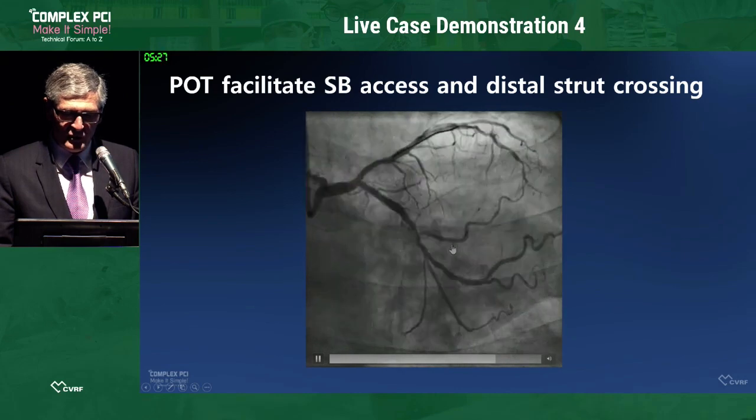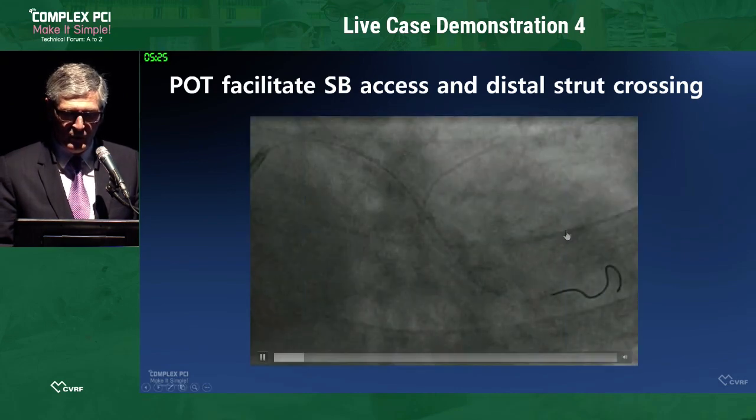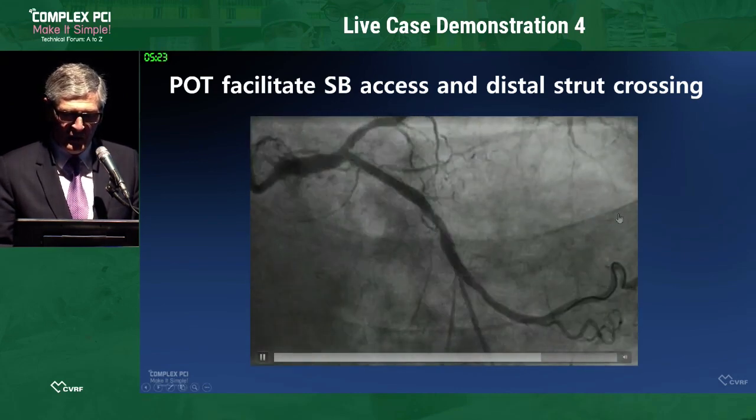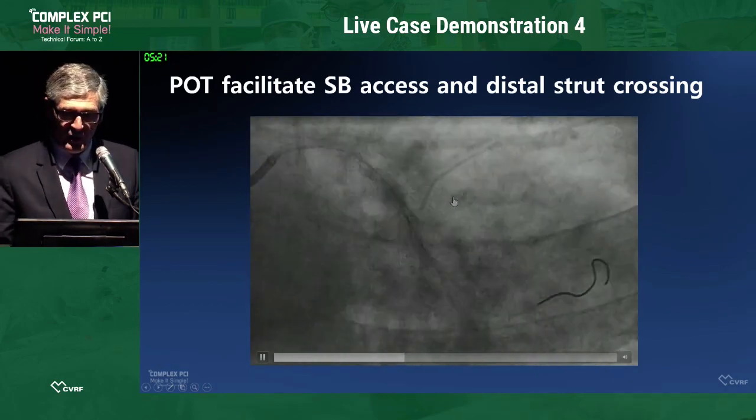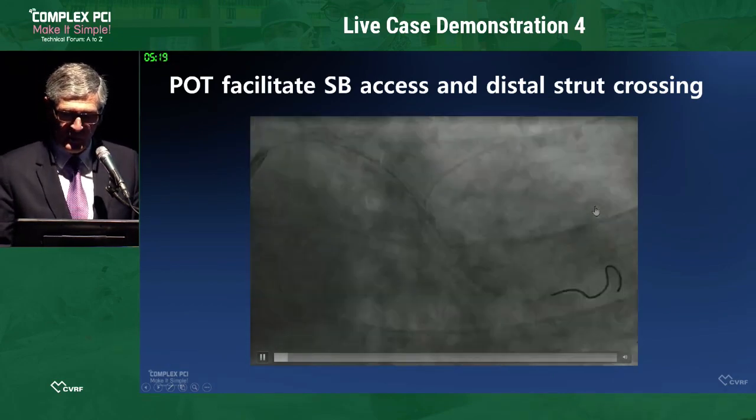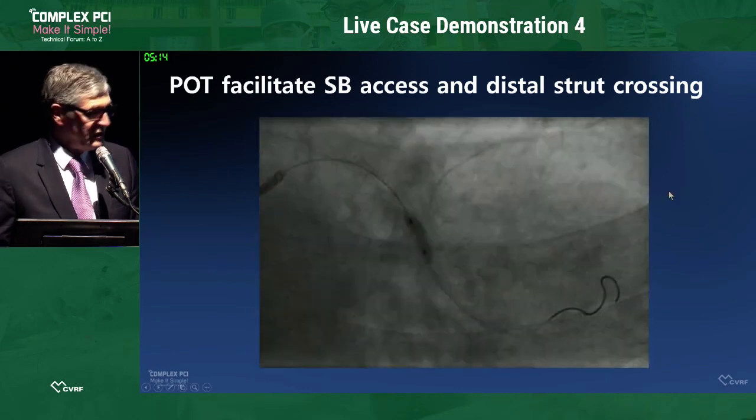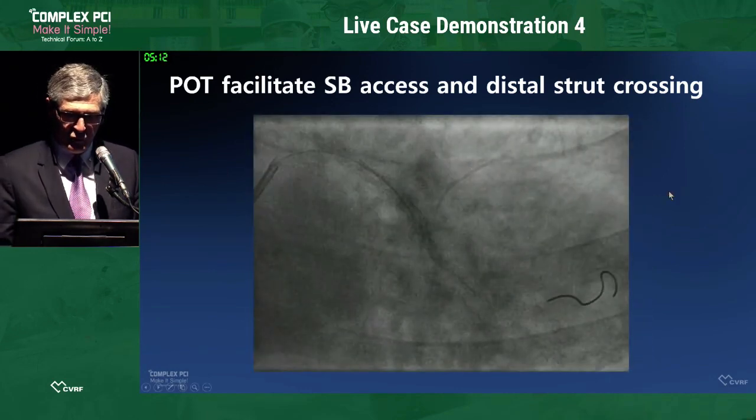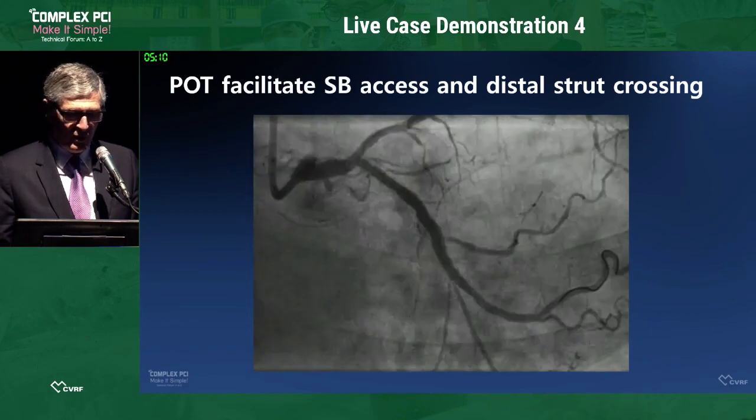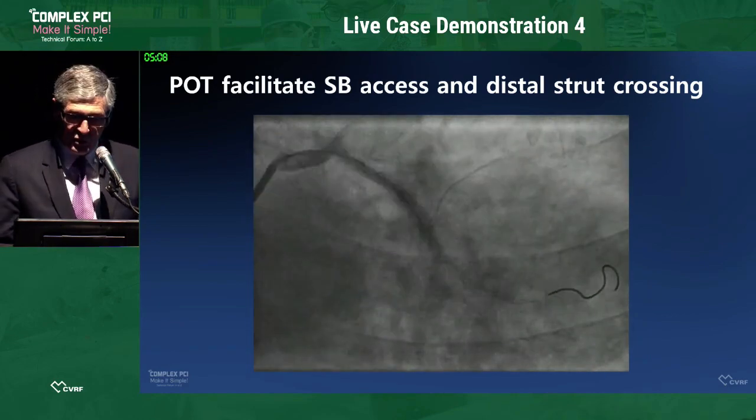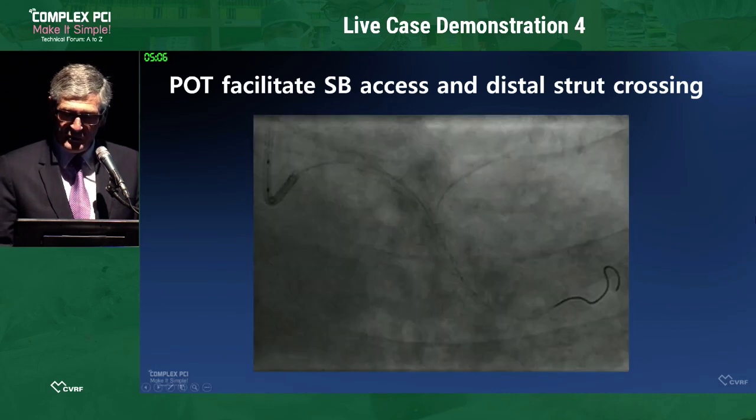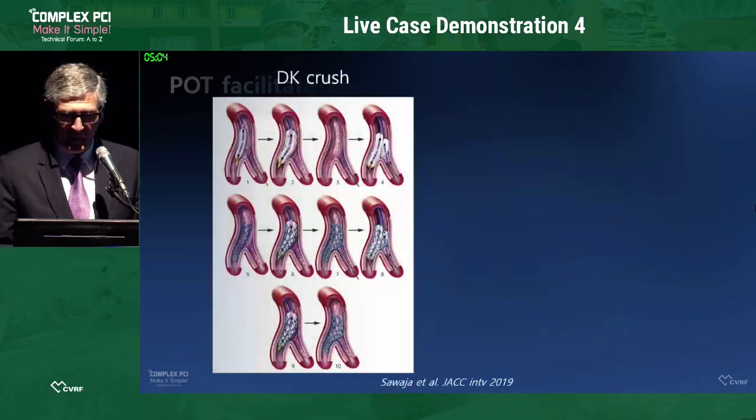The operator selected a stent which was a little bit too big, in my opinion. So this is after stenting, and you can see the side branch was lost, and there was no wire in place. But by doing POT, you can solve this issue. This is just after doing a POT, you restore the flow in the side branch. So it's very useful, and it can help you in many cases.